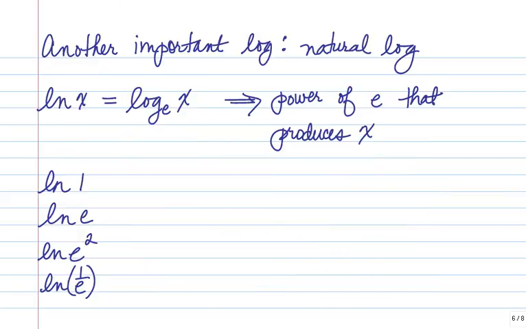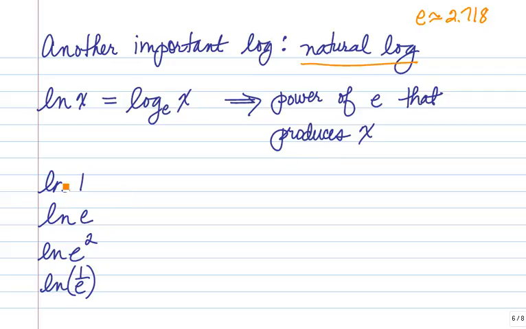Now, there's one other important log. We've talked about the common log, which is log base 10. There's also something called the natural log. The natural log is written as ln of x, and that's the way we generally read it. Ln of x is equal to the log base e. Do you remember that e we talked about with exponential functions? Recall that e is approximately 2.718. Log base e of x just means the power of e that produces x.